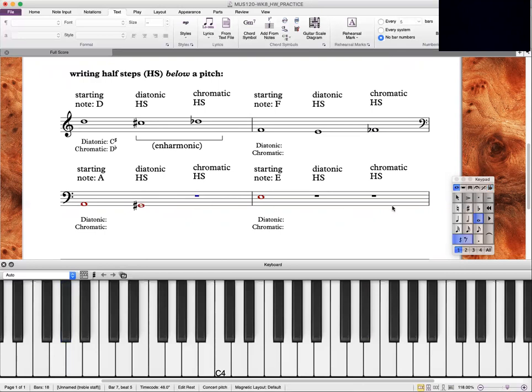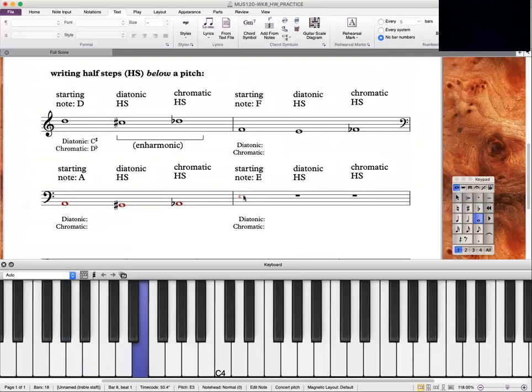In the chromatic half step, remember I'm keeping the same letter name as the starting note, so it's got to be some kind of A. And to lower a natural note by a half step, I add a flat. So A natural, down a half step to A flat, that's my chromatic half step. Again, these are enharmonic. See that the key does not change. All right, and one more example. We're still in bass clef. We're starting on E, and I want to write a diatonic half step below.